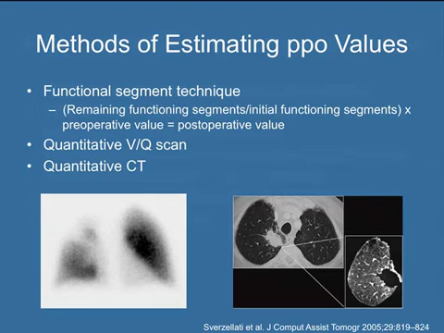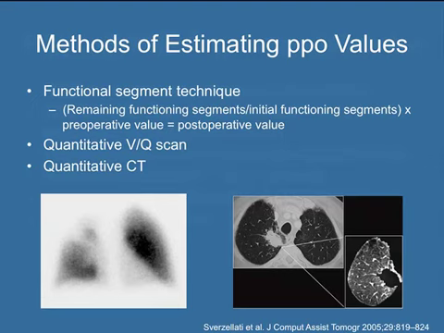Estimation of predicted postoperative values is usually done very simply using the functional segment technique. Simply divide the number of segments remaining after surgery by the overall number of original functioning segments to get a percent of lung function remaining. Then multiply that percent by the preoperative values for FEV1 percent and DLCO percent to get the predicted postoperative values.